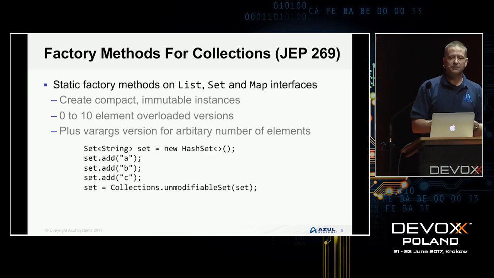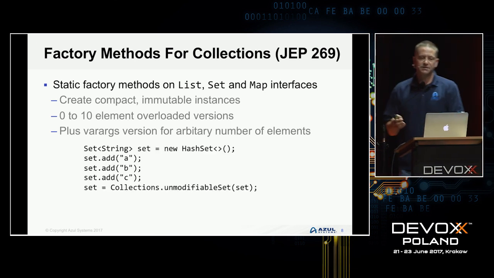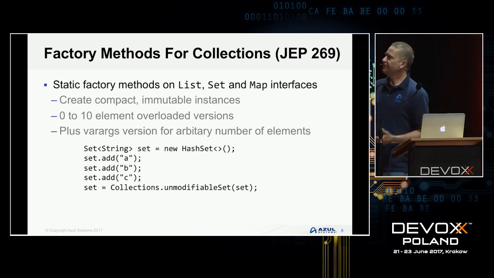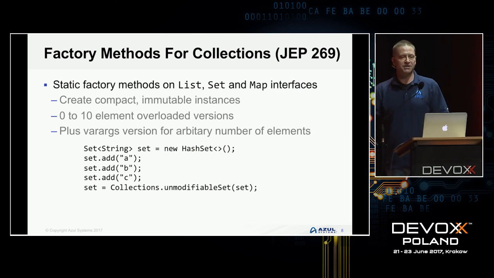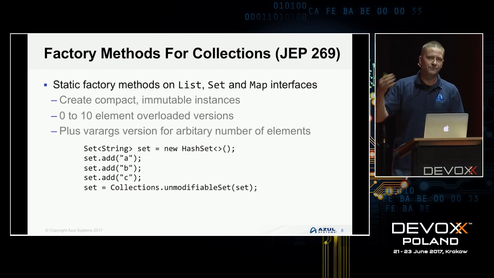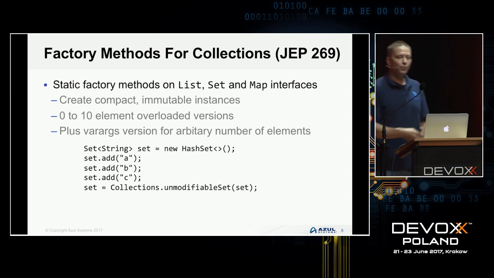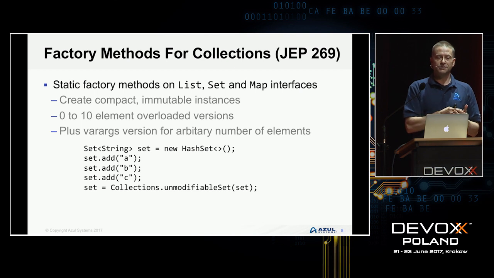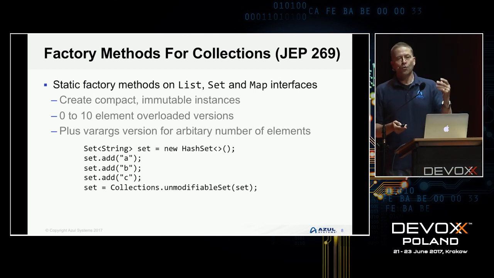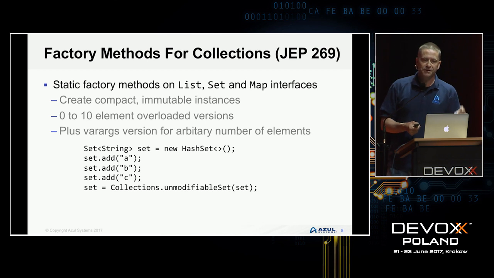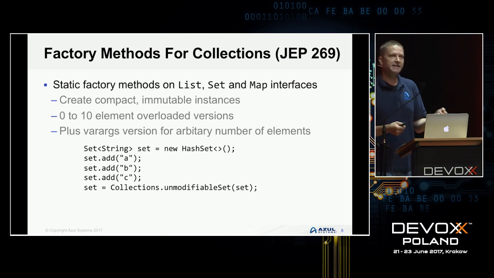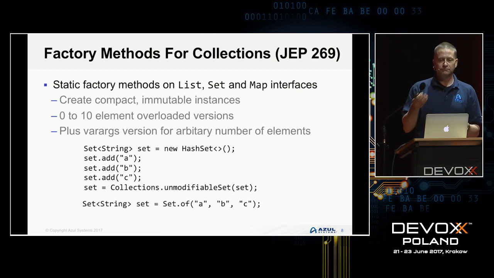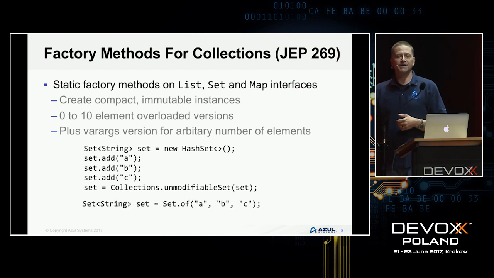In fact, if we look at a simple example, what we'll see is that if we want to create an immutable set with 3 values in it, what we've got to do is create a new hash set, then add value A, value B, value C, and then create from that an unmodifiable set as a new reference. So we need 5 lines of code. With the factory methods that are being provided in the collections interfaces now, we can do that with a single line of code. So we can simply say set equals Set.of(A, B, C).